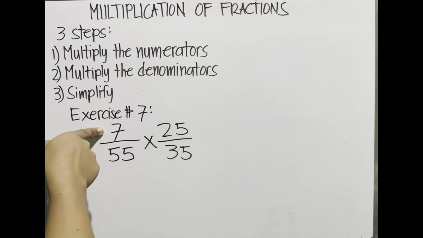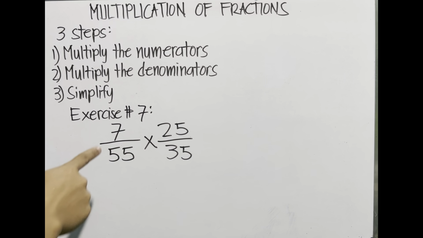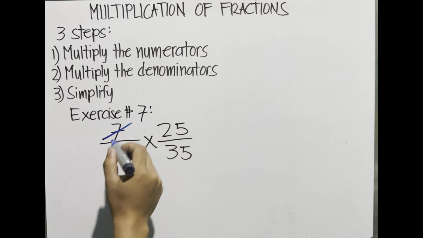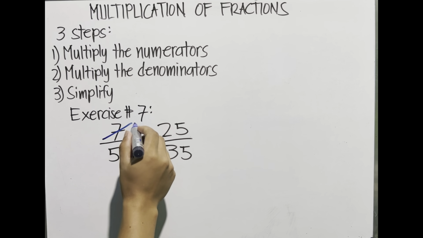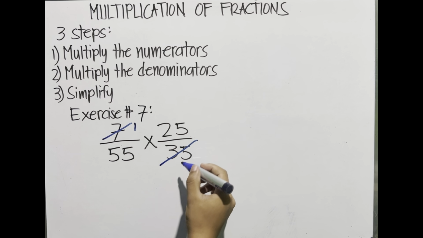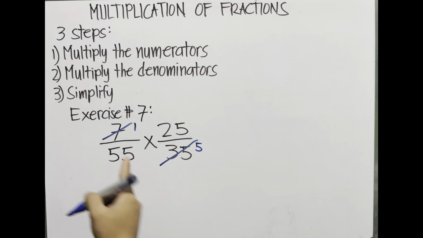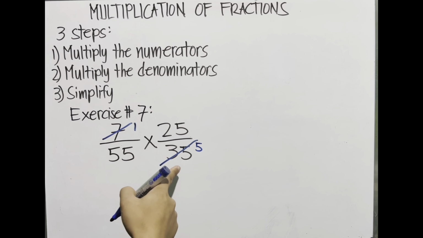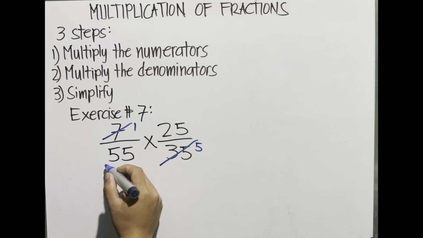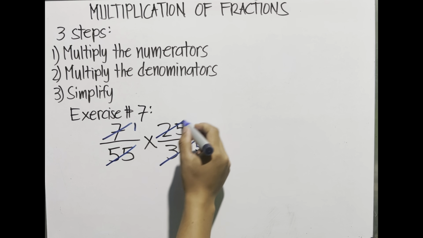Unahin natin si 7. Si 7 may tsaka 35. Pwede. Ito, divide natin ng 7. 7 divided by 7, 1. 35 divided by 7, that is 5. Kung anong number yung dinivide nyo dito, yun din ang number na i-divide natin dito. So, okay na yan. Dito naman, 55 tsaka si 25.